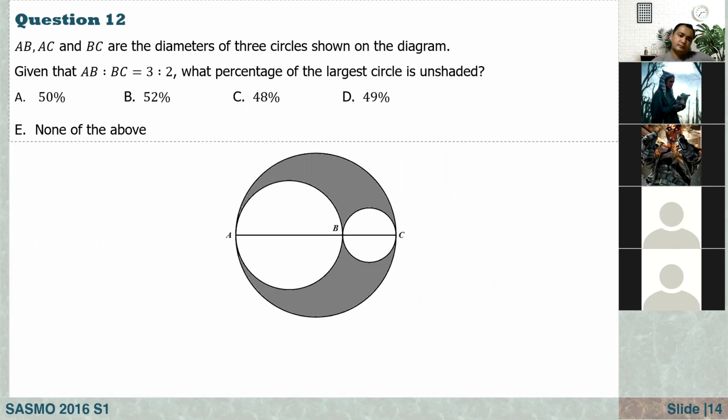AB, AC, and BC are the diameters of three circles shown on the diagram. Given that the ratio of AB to BC is equal to 3 to 2, what percentage of the largest circle is unshaded?